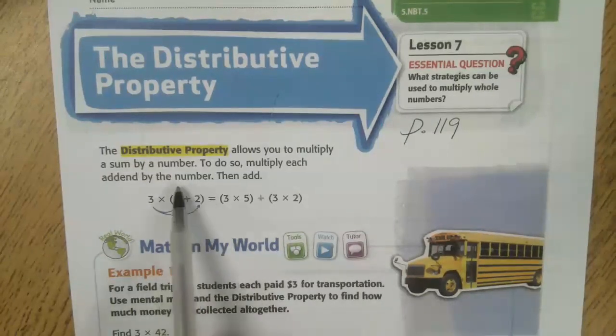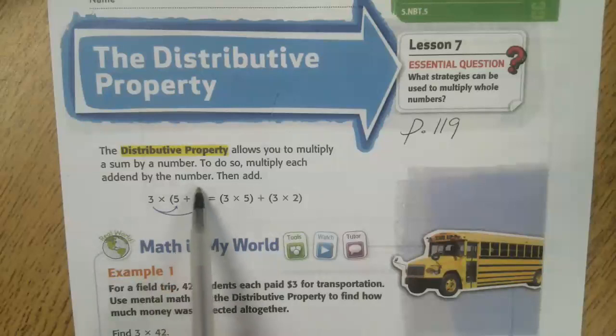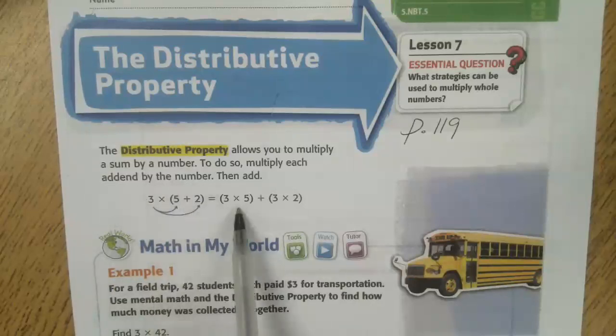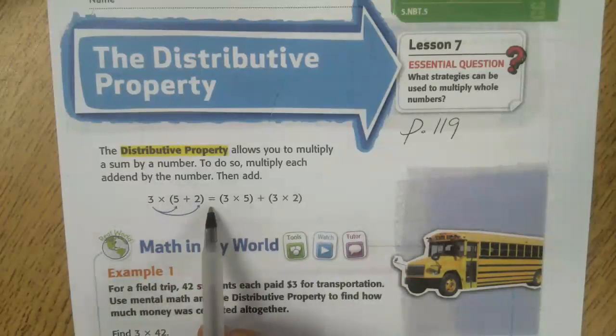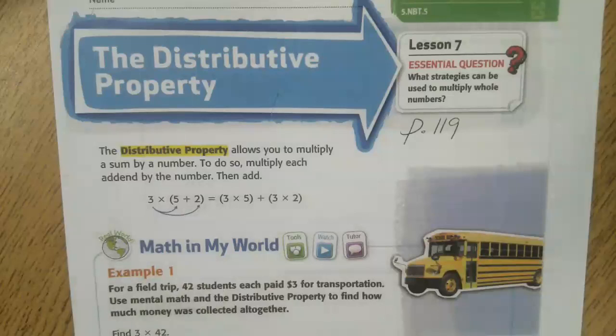So like I said, another way you can think of this problem on the left side of the equal sign is you can say 3 times 5, like they do here on the right side of the equal sign, plus 3 times 2, which they do right here. And then of course, you would actually do the multiplication for each and you would get your answer. They're just showing that those are two equal ways to think about a particular problem.